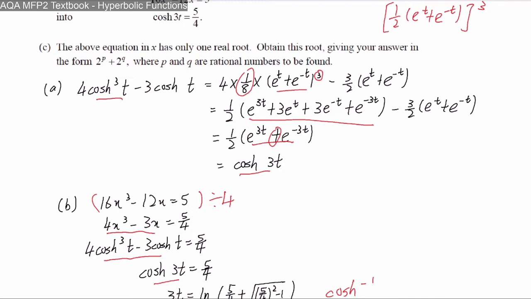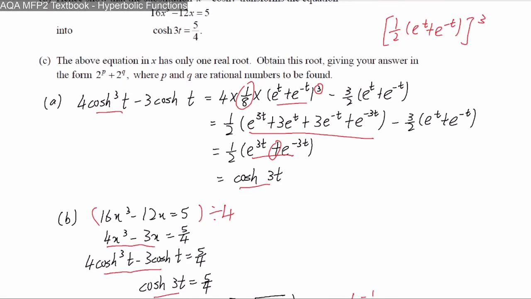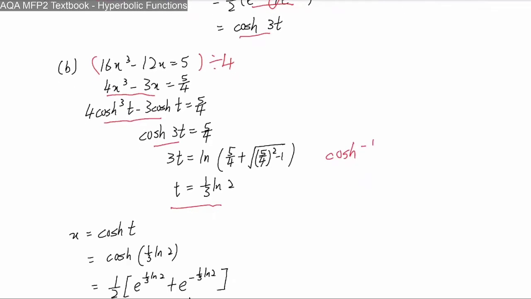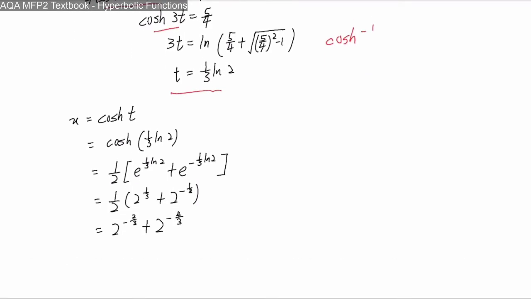For this, we now have part C. The above equation in x has only one real root. So obtain this root and give your answer in the form 2^p plus 2^q, where p and q are rational numbers. Rational numbers are basically fractions. So what happens to the value of x here is that we have to express it into 2 to the power of something.